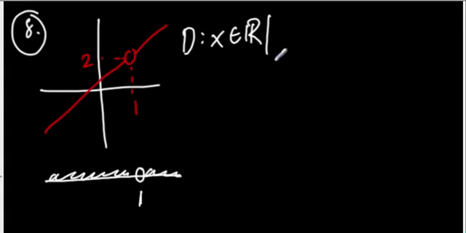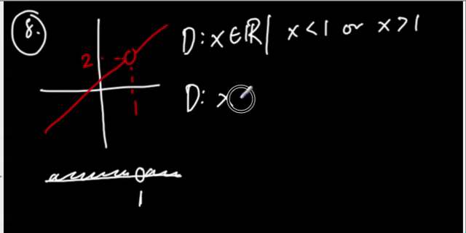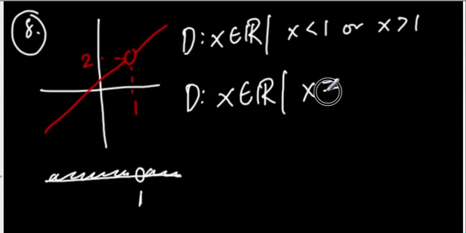So there are two ways to write this, actually. We can say x is less than 1, or x is greater than 1. This is one way to write it. Another way to write the domain is you could have just done x is an element of reals, and x is simply not equal to 1. It's the same thing.